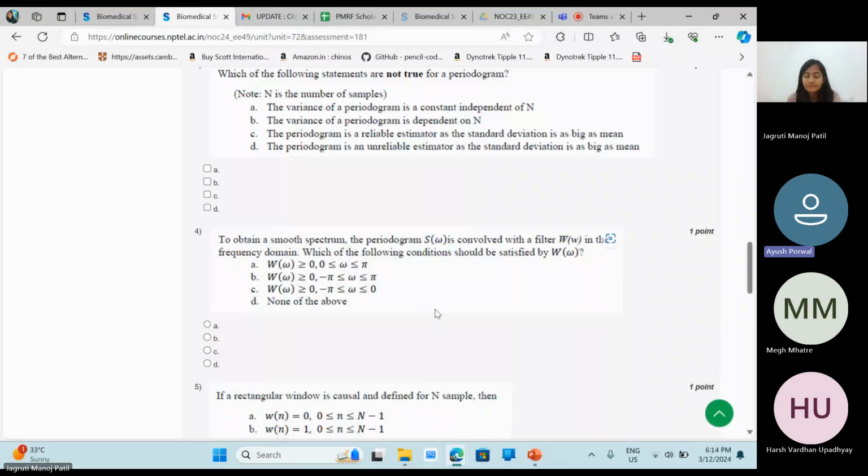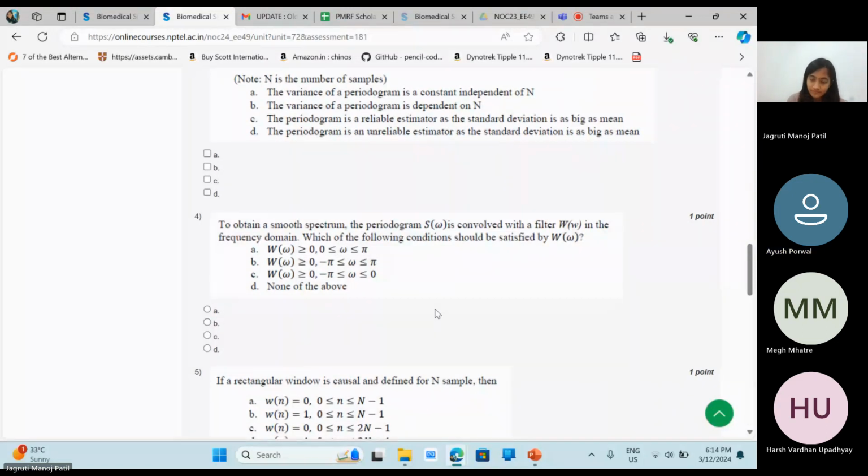Ma'am, the limit will be minus pi to pi only. That you need to be sure of. Ma'am, I was sure that W of omega should be greater than or equal to 0. This was confirmed at this point.